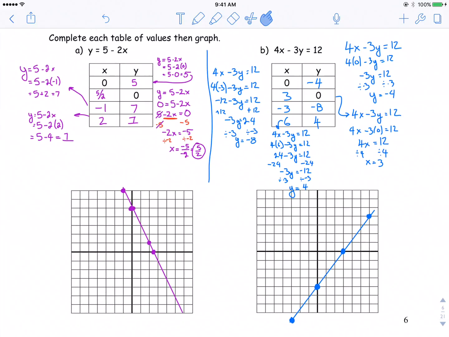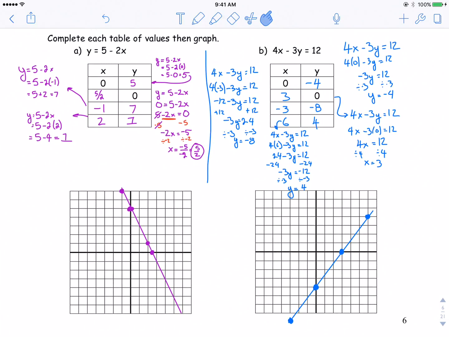Now that was pretty fast. A little bit faster than I would expect you to be able to work through these at this point, but eventually, if you could get to that point and be that fast, that would be fantastic.